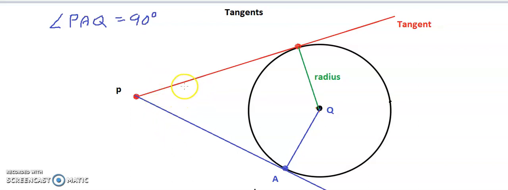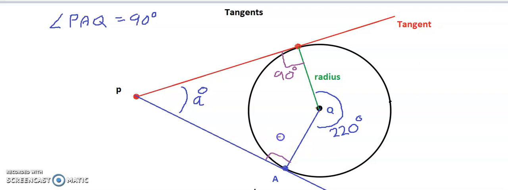So to start off, I'm going to say that I've got this angle right here. That is A. I don't know what it is. And I know this angle over here is 220 degrees. So straight away, we can use one of our understandings to work this out. Like we did before, this angle here is 90 degrees, and this angle over here is 90 degrees.